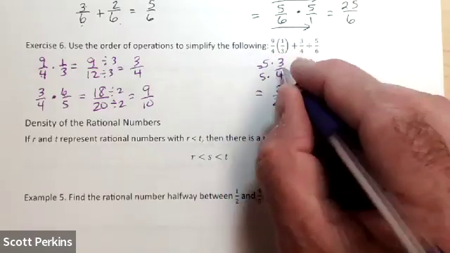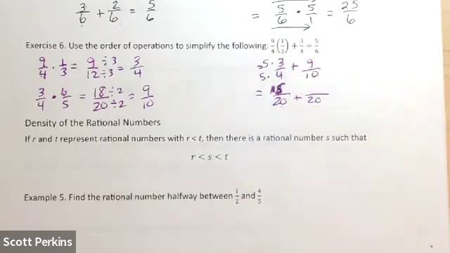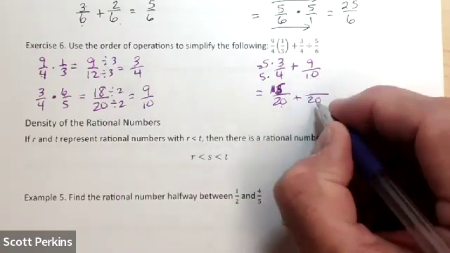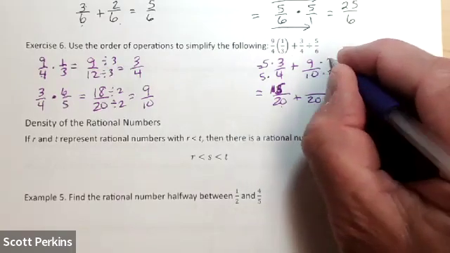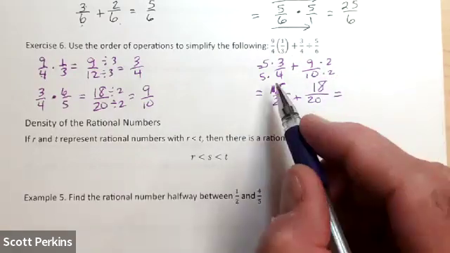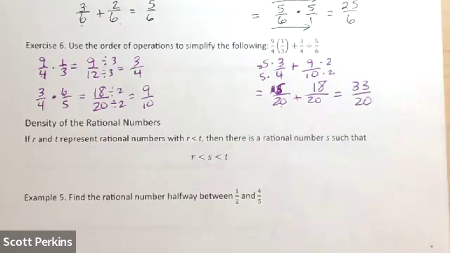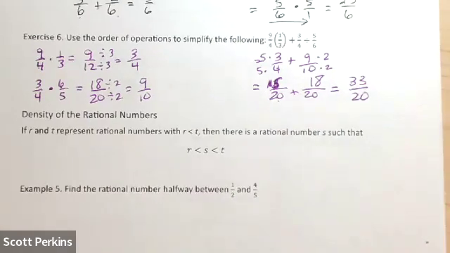Excuse me, no, it's not. 3 times 5 is 15. That's a 15 right there, sorry. 10 times 2 is 20. So in the top, 9 times 2 is 18. And what we get right here is 15 plus 18 is 33 out of 20. That's what we get when we simplify that.